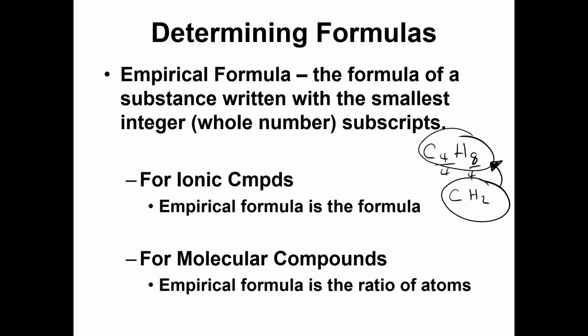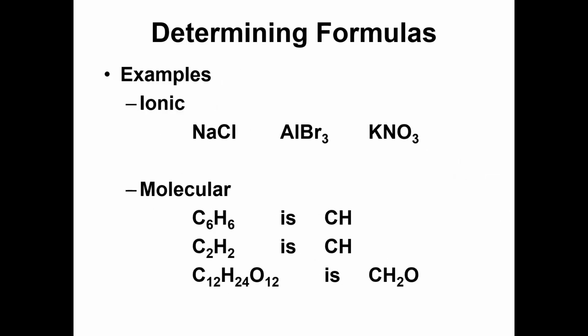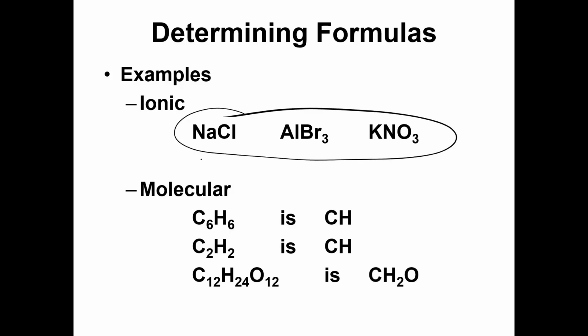For ionic compounds, it's the same. It is already reported as the smallest ratio. NaCl is already the empirical formula. Basically, it's in a 1-to-1 ratio. Okay? And just as a reminder and to practice, if I ask you for the empirical formula, it's kind of an easy question for any of these. These are all ionic: metal and a nonmetal, metal and a nonmetal, metal and a polyatomic ion. That's ionic. They already are in their empirical formula.